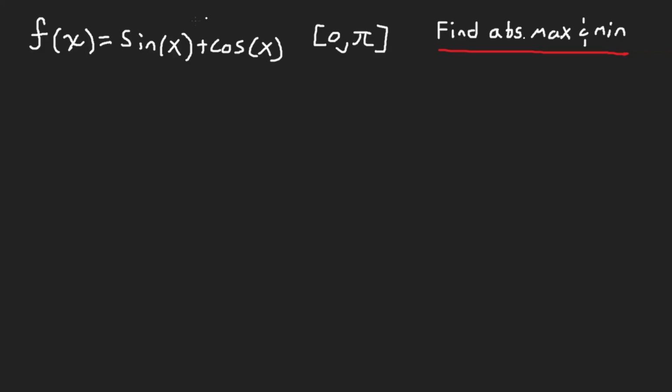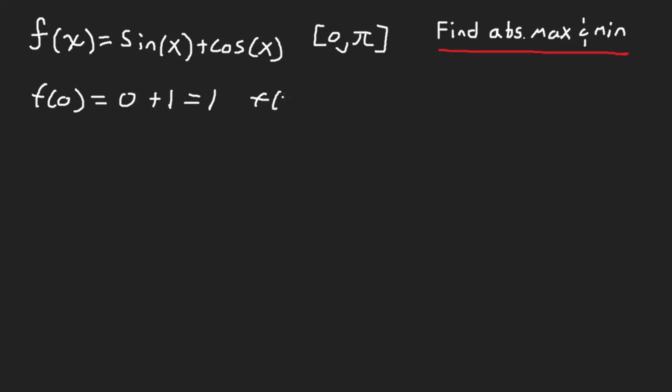Our next example is now a basic trigonometry example, and we're being asked to find the absolute maximum and minimum on the interval of 0 and pi. So, as we did before, we'll need to do two things. We'll need to evaluate on the endpoints and then the critical points as well. So, if we do the endpoints, sine of 0 is just going to be 0 plus cos of 0, which is 1. And so f of 0 is 1.